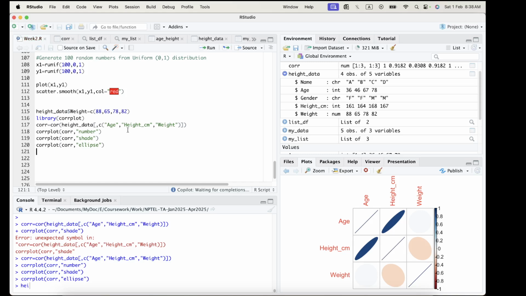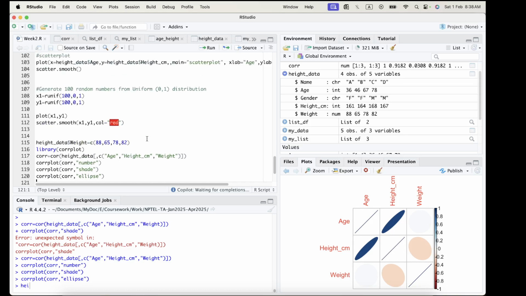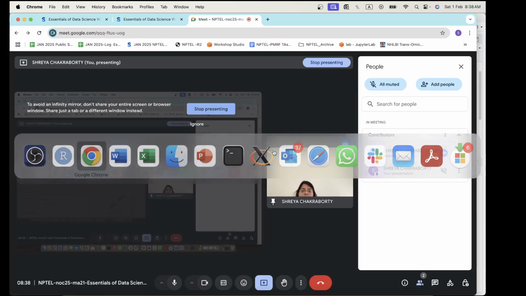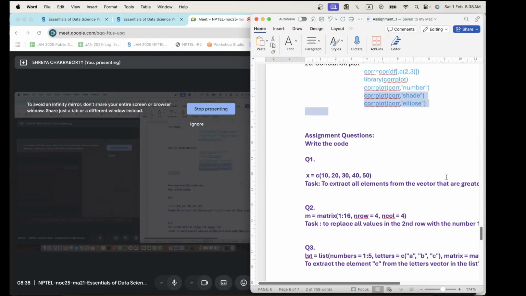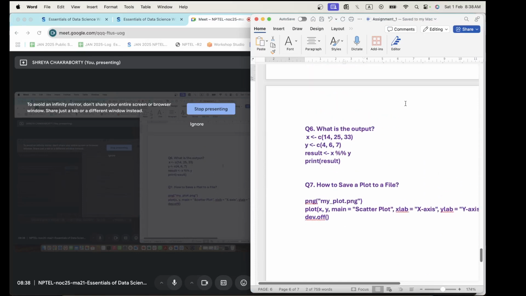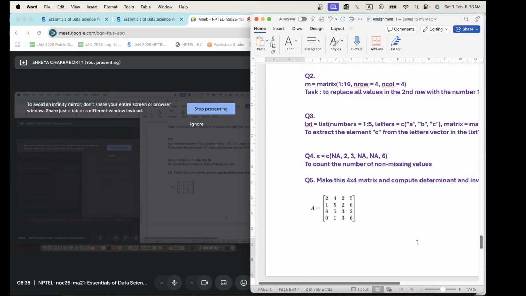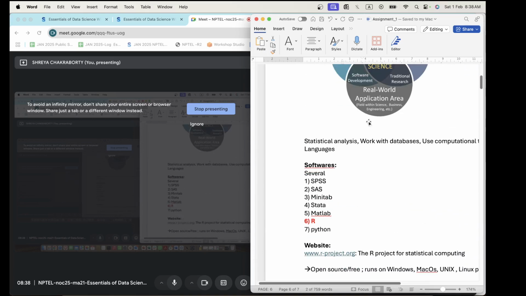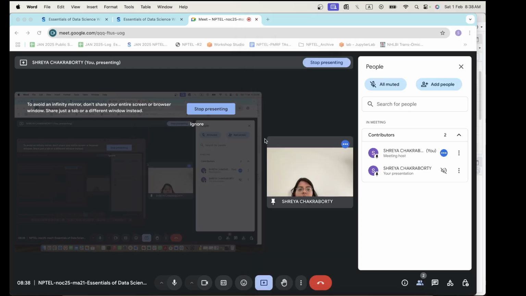So that was about some of the week 1 concepts. You can use these examples to try out. This is already available in the Google folder, and now I'm going to move on to week 2 lectures.